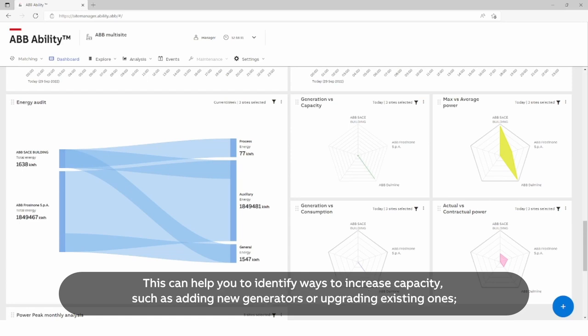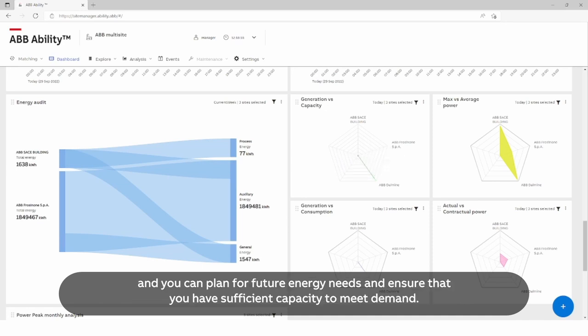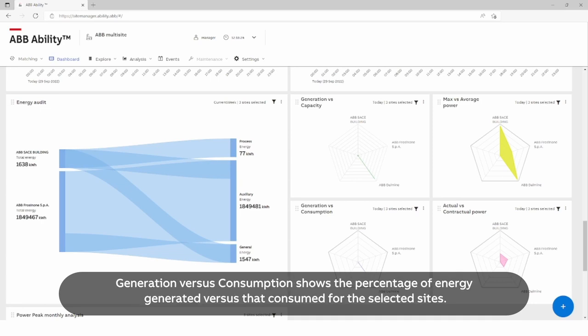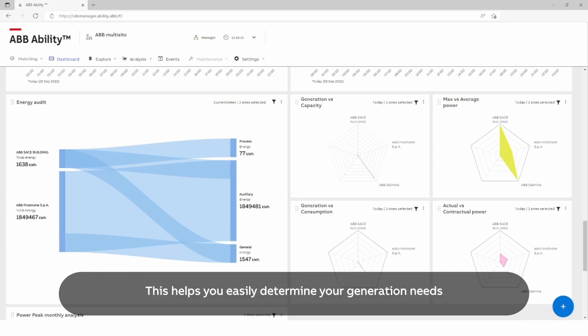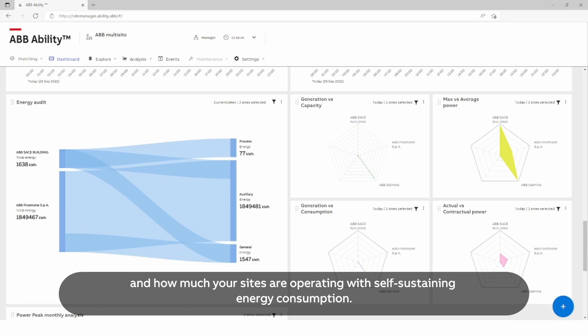This can help you to identify ways to increase capacity, such as adding new generators or upgrading existing ones, and you can plan for future energy needs and ensure that you have sufficient capacity to meet demand. Generation versus consumption shows the percentage of energy generated versus that consumed for the selected sites. This helps you easily determine your generation needs and how much your sites are operating with self-sustaining energy consumption.